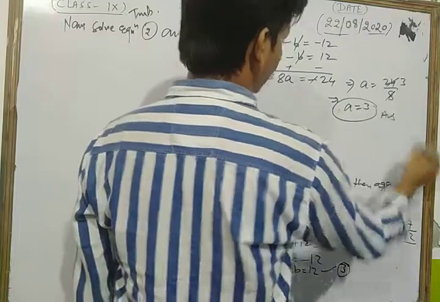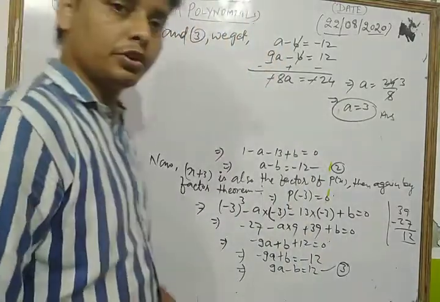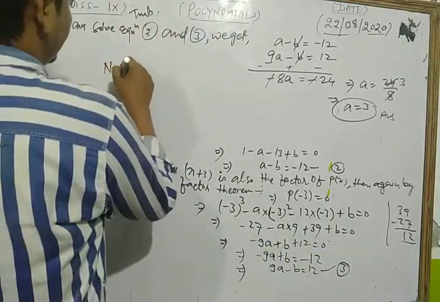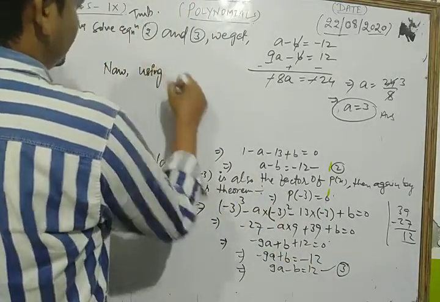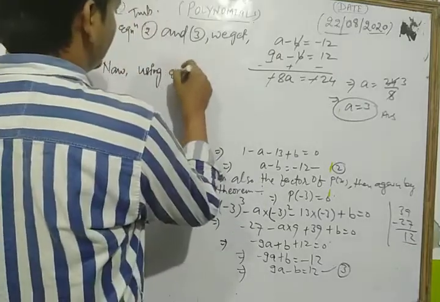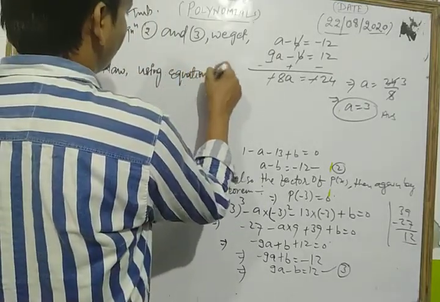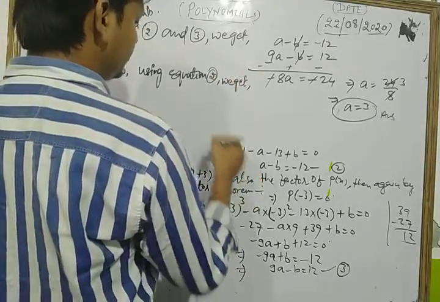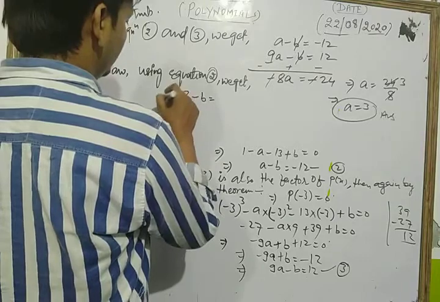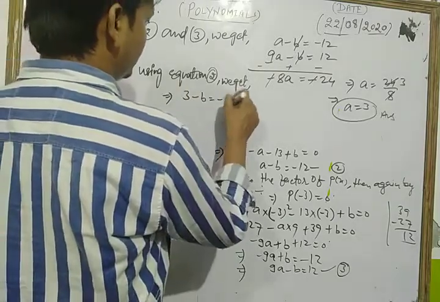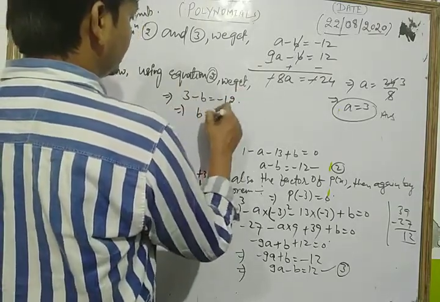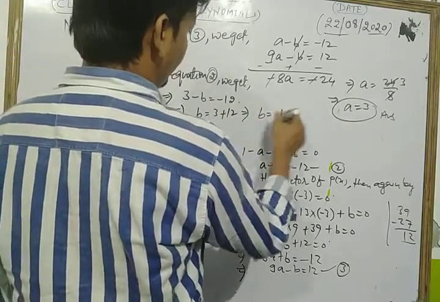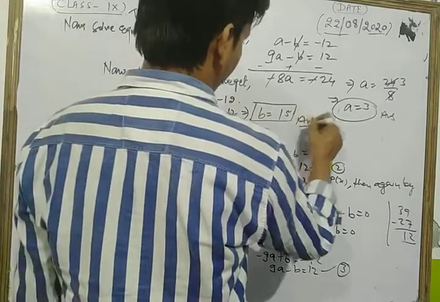This is one answer. Now we put the value of a in equation 2 or 3 as you wish. Using equation 2, we get 3 minus b is equal to minus 12. So the value of b is what? 3 plus 12, so the value of b is equal to 15. This is another answer.